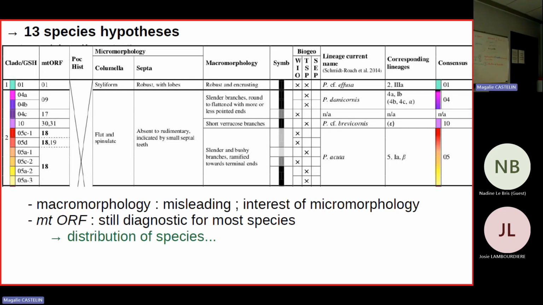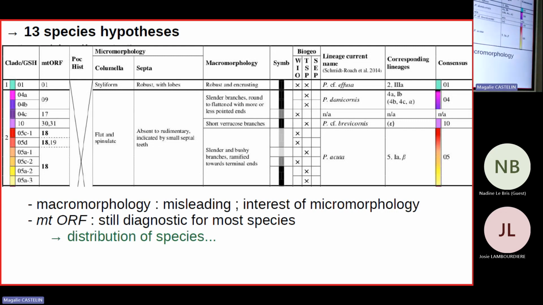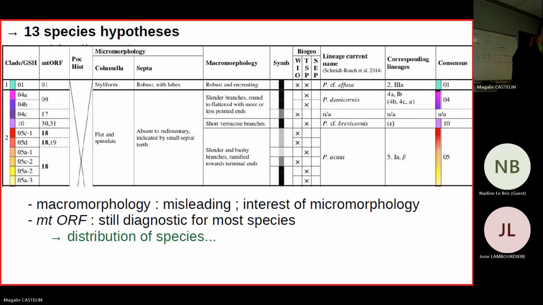Another thing which is very interesting now is that, as macromorphology is not informative, it means that what we have about the distribution, the range of a lot of Pocillopora species, may be wrong, because we don't really know what has been analyzed. So now we can have more precise information on the distribution of species with this genomic approach.